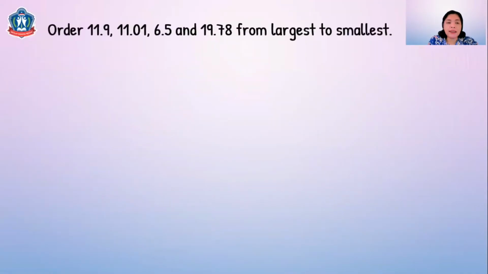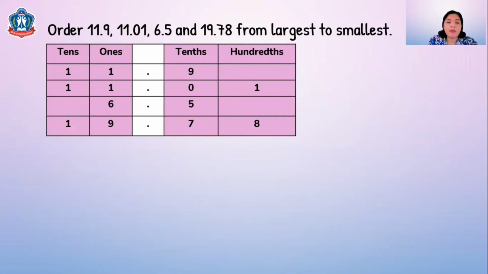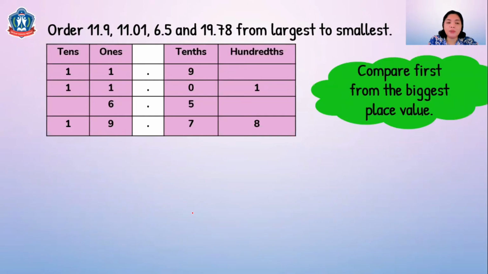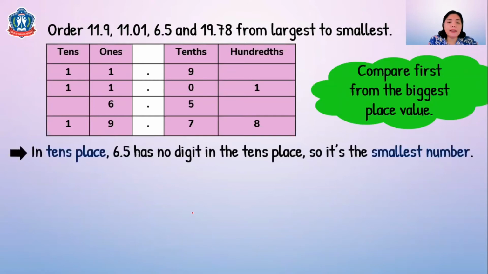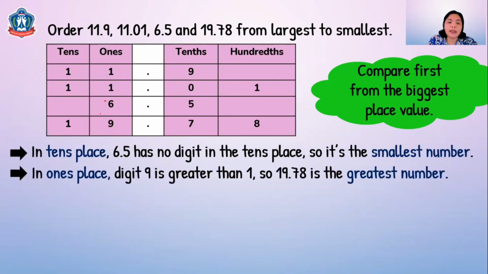Another example, let's compare these numbers 11.9, 11.01, 6.5, and 19.78 from largest to smallest. Now in the tens place, we have a number that has no digit in the tens place. So it's the smallest number. So 6.5 is our smallest number. And all the other three have the same digit in the tens place.